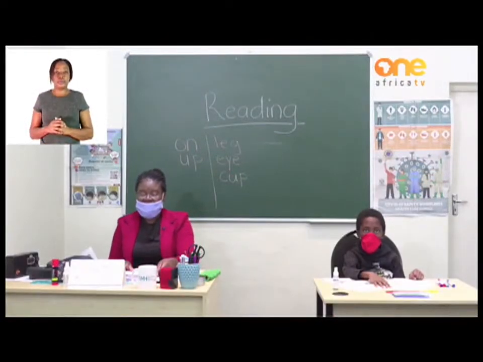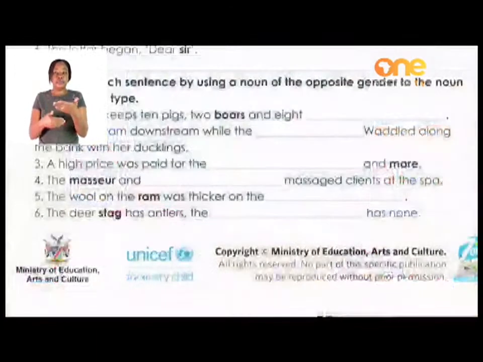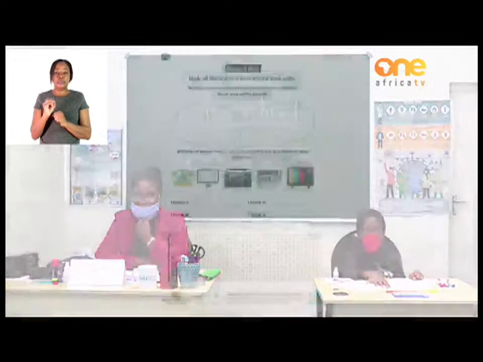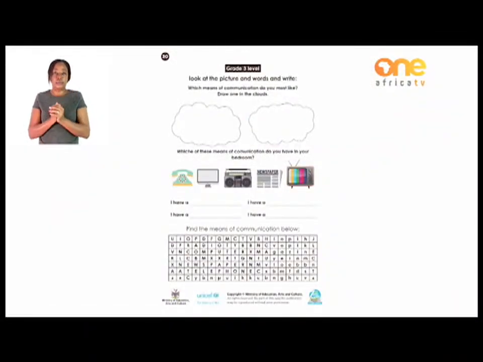Let's go over to page 30 with the grade 3s. Look at the picture and words and write, which means of communication do you like most? Draw one in the clouds. You have the communication tools which are given here. Remember we did them. We gave them the names also. So now you know which one is your favorite, the one that you like most. I want you to choose from these ones and draw it nicely and neatly in those 2 clouds above them.